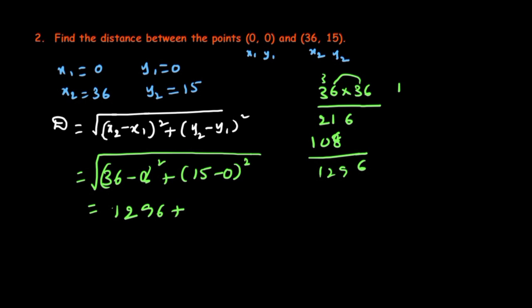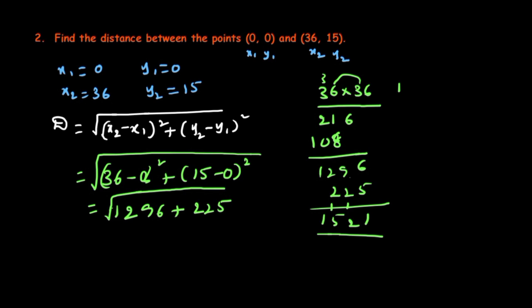By adding both we get: 6 plus 5 is 11, so 9 plus 1 is 10 plus 2 is 12, 2 plus 2 is 4 plus 1 is 5, and this is 1521. So this is the answer for this question.